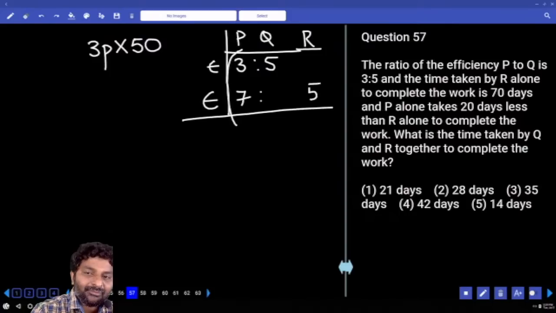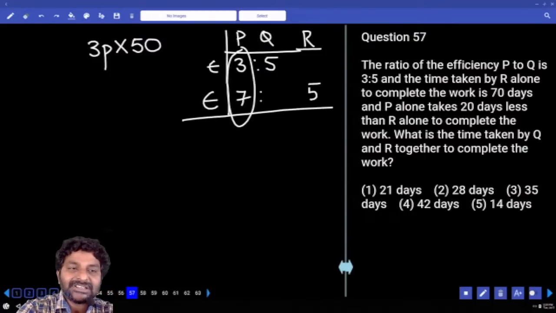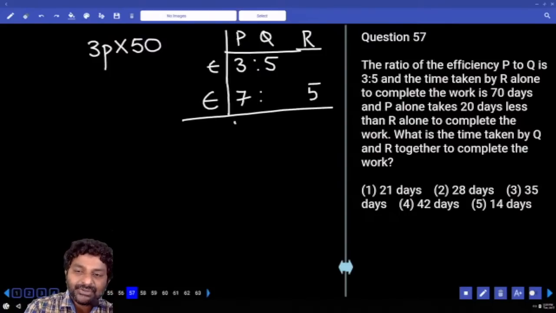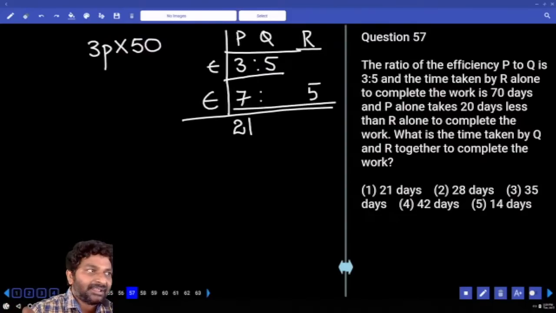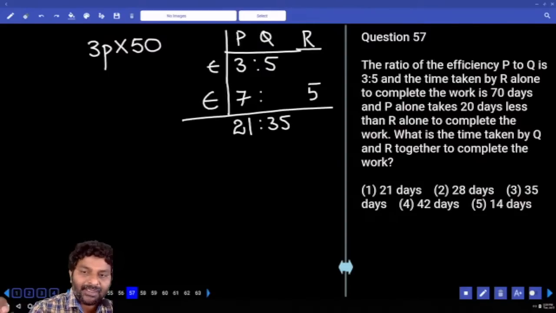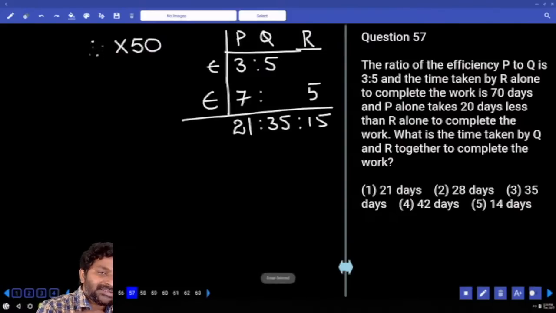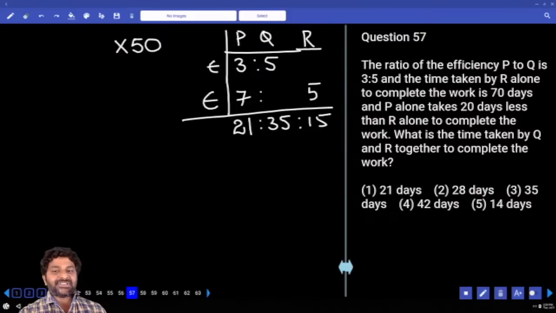Now P with respect to Q it is 3 parts, with respect to R it is 7 parts. So I'll go for cross multiplication. Let me multiply this with 7, this with 3. If you multiply the first ratio, that is P to Q, with 7, what do you get? 21, 35. And then the second efficiency multiplied with 3. Now look at this ratio. PQR efficiencies are in the ratio 21, 35, 15.